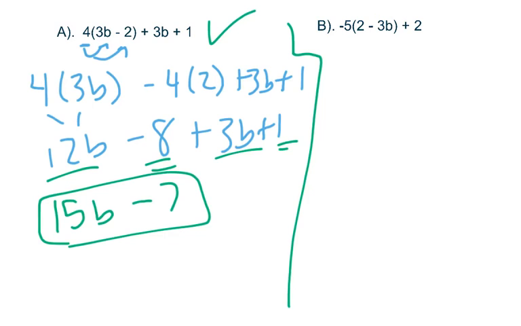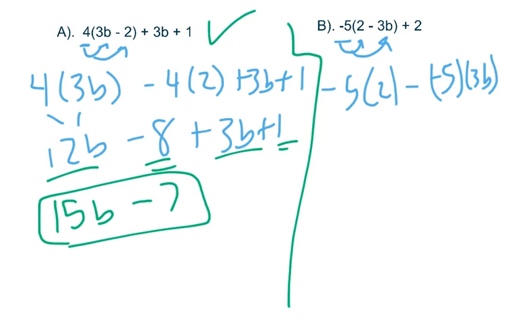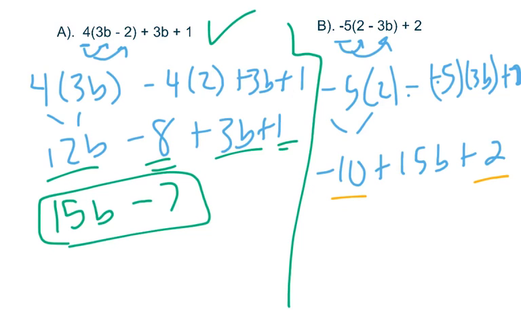Now, let's look at the next one. We have a -5, and we want to multiply that to those two numbers. So we have -5 times 2 minus -5 times 3b, and then we have plus 2 at the end. And so -5 times 2 is -10. A negative and a negative gives you a positive 15b, and then we bring down the plus 2. And then this and this are like terms, so that gives us 15b, and a negative and a positive gives us a -8. So we want -7, but we got -8, so B is not a good answer.